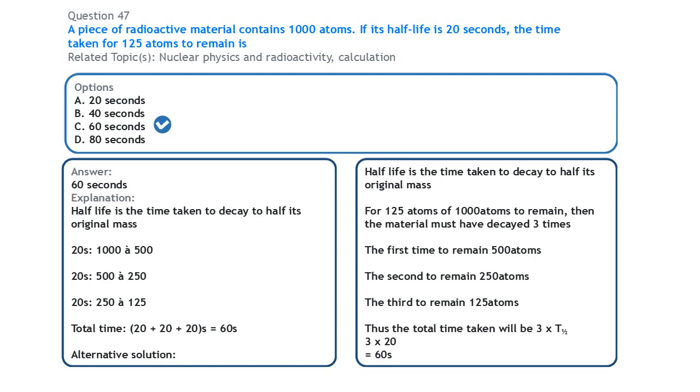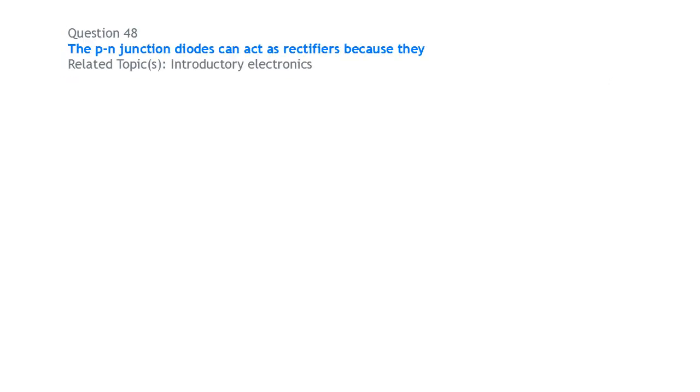Another way is to say, after the first decay, after the first 20 seconds, it remained 500 atoms. After the second decay, it remained 250 atoms. After the third decay, it remained 125 atoms. So the total time is, how many times did it decay here? 3 times. It should now be 3 times the half-life of that material. So that will be 3 times 20, and that is 60 seconds.